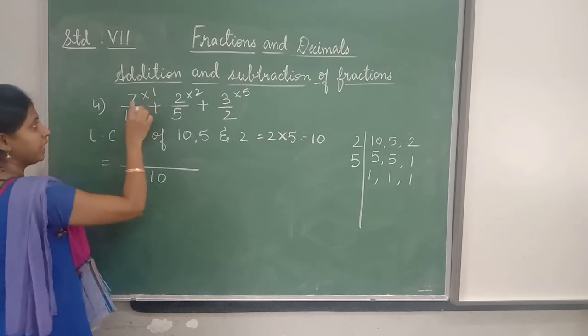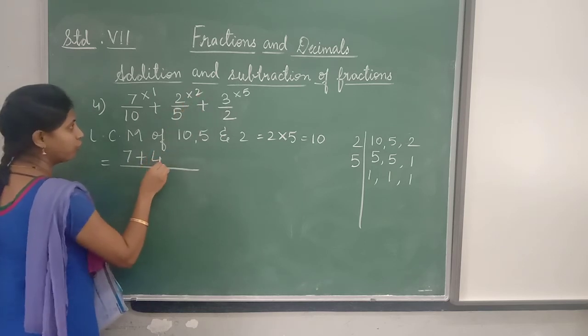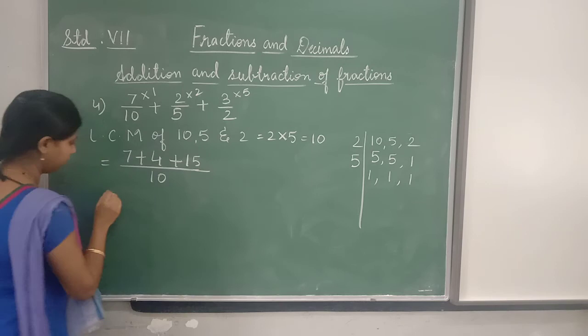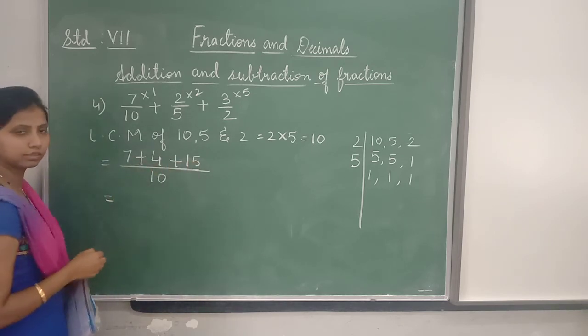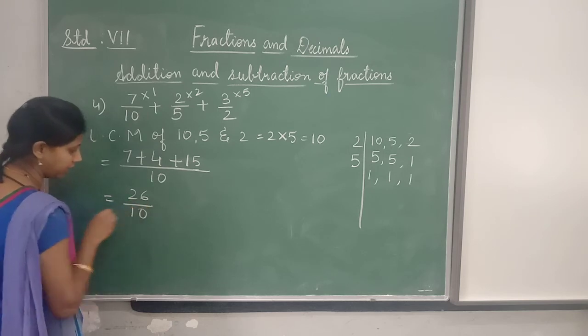Now multiply the numerator. 7 into 1, 7 plus sign. 2 into 2, 4 plus sign. 3 into 5, 15. Okay, 15. Now add all this. So if you add all this, you are going to get 26 upon 10.